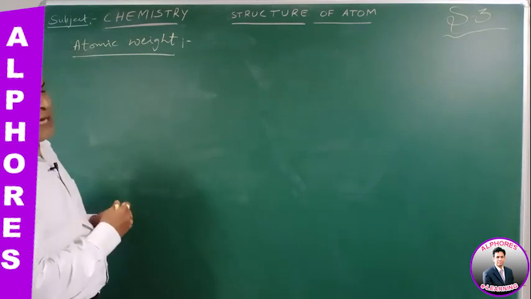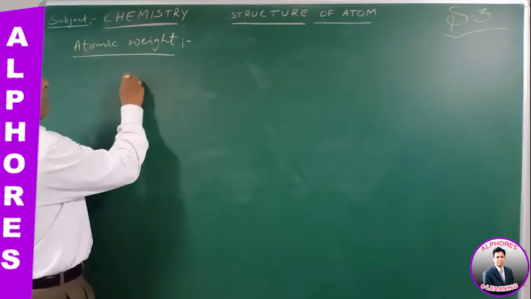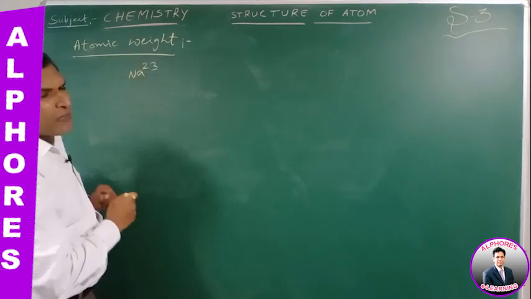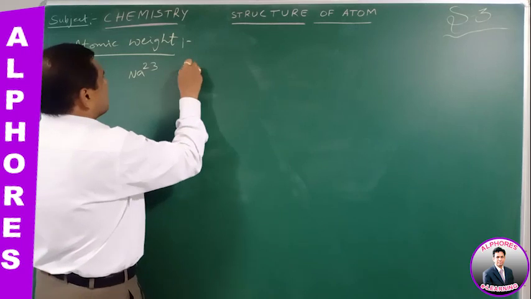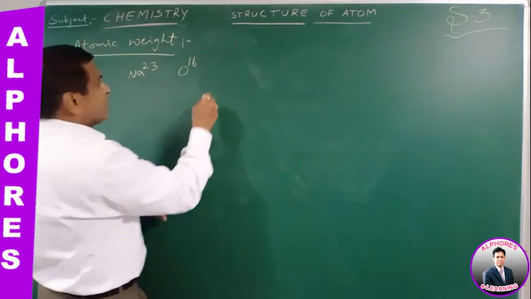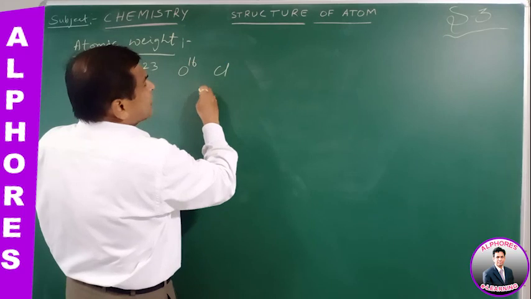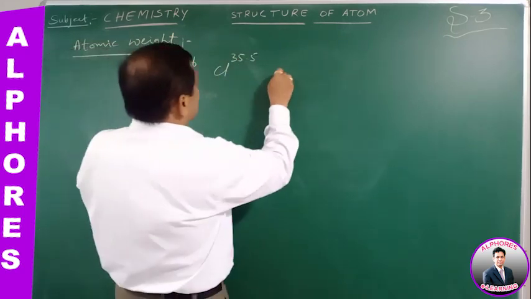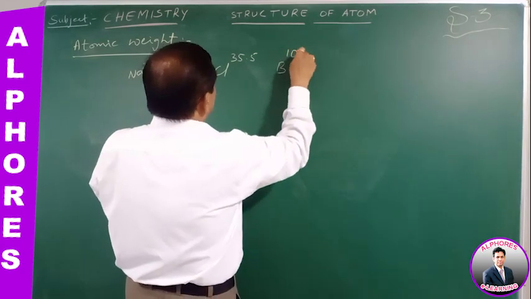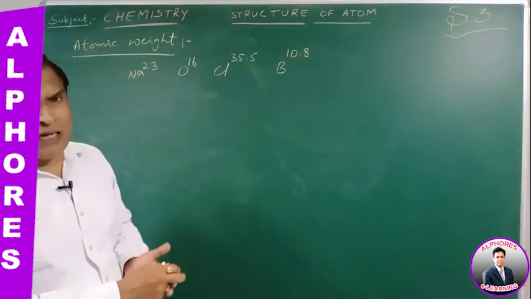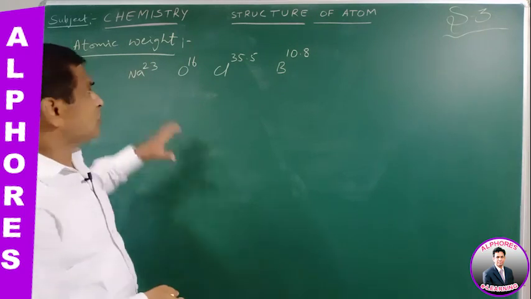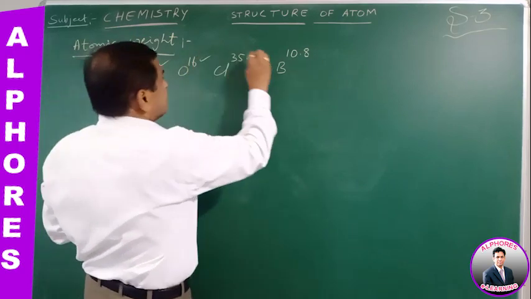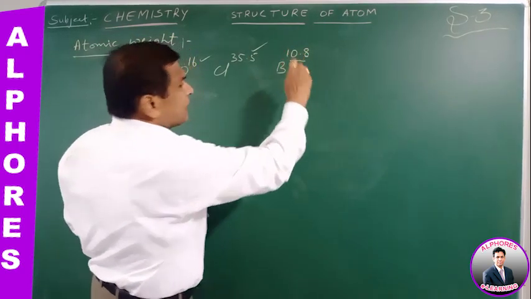For example, the atomic weight of sodium is 23, it's a whole number. Oxygen atomic weight is 16, also a whole number. The atomic weight of chlorine is 35.5, it is fractional. And boron is 10.8, which we round to 11. So the atomic weight of an element can be a whole number or a fractional value.